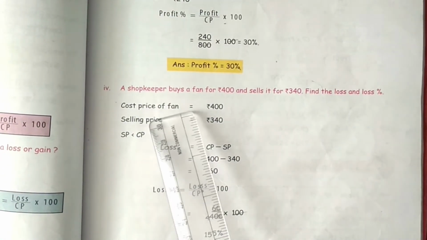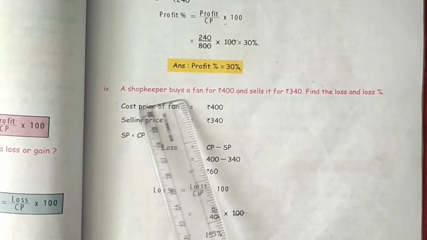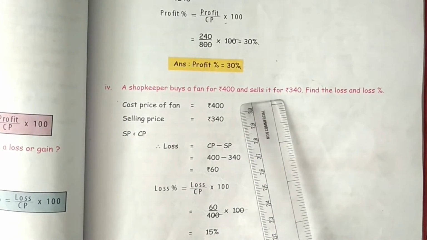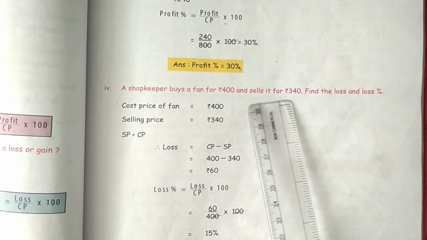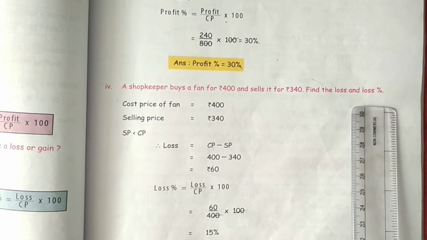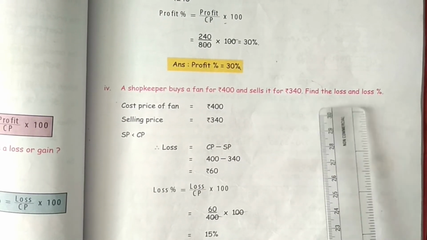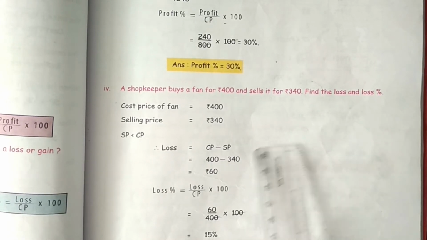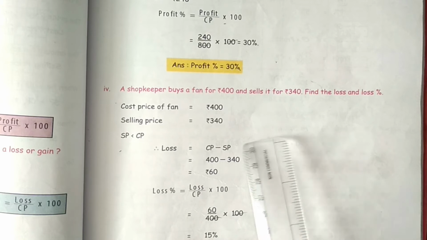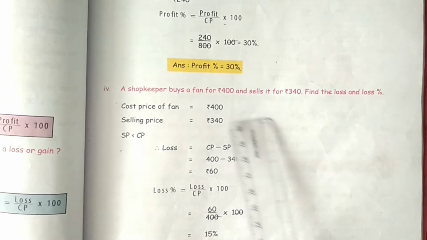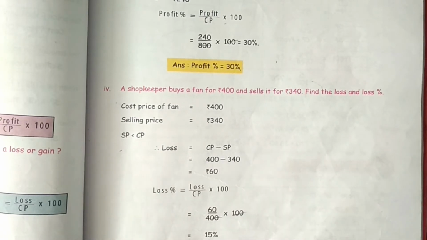Now see the fourth bit. A shopkeeper buys a fan for 400 rupees and sells it for 340 rupees. Find the loss and loss percentage. So they have given clearly, they are asking us to find the loss and loss percentage. So we got the idea like selling price is less than cost price, right? Now what is the formula to find out the loss here?